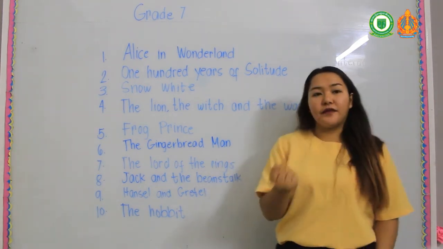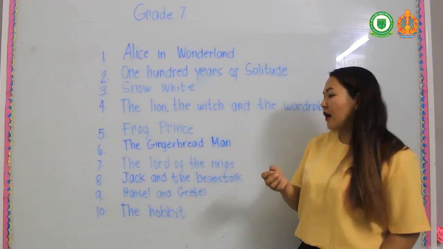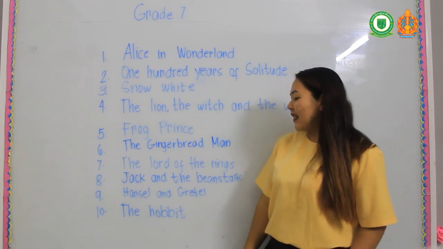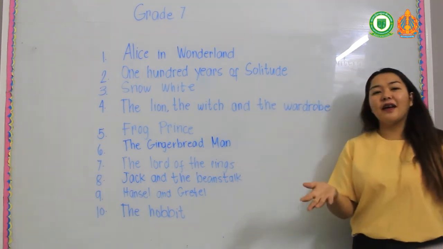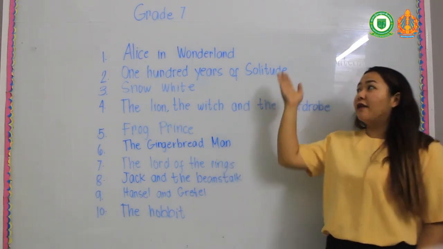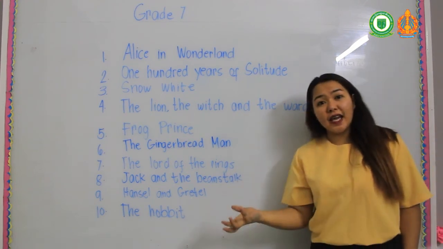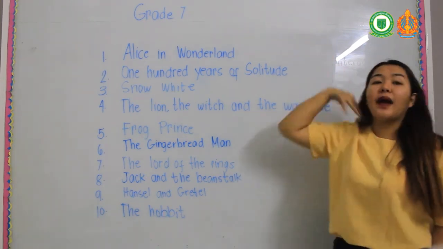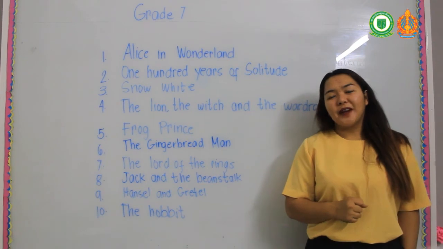This is very famous too. Number 8, Jack and the Beanstalk. Number 9, Hansel and Gretel. Okay. And number 10, The Hobbit. Okay. So all you have to do, everyone, is to search if these stories are a fantasy or a fairy tale. You have to copy this in your notebook, and beside it you have to write if it's a fantasy or a fairy tale. Okay? Alright?